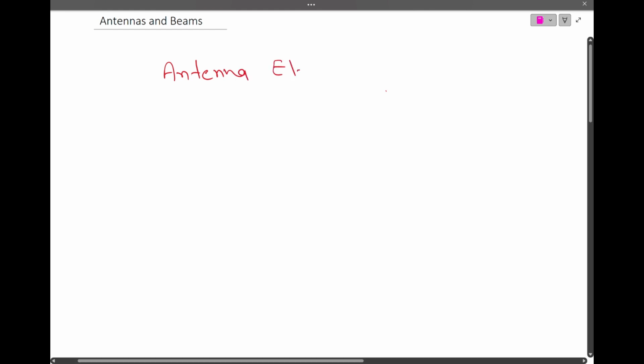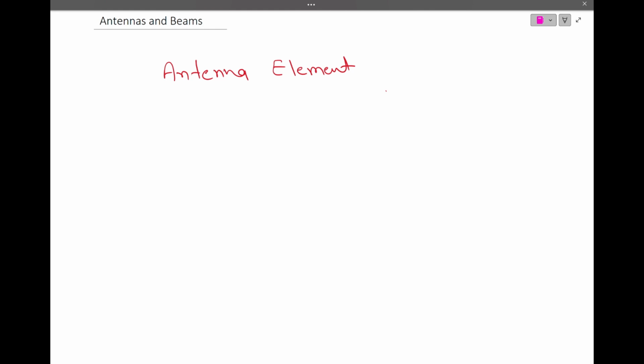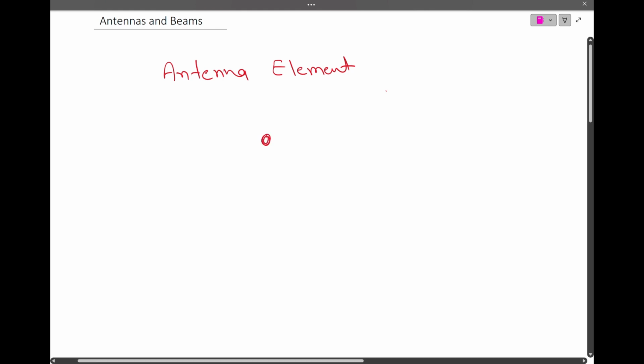Antenna element. This is like the antenna itself. Anything, maybe a device or a circuit, that converts electric signals to electromagnetic waves is an antenna element. Basically something that radiates electromagnetic waves of some configured frequency. So it's basically a component that independently radiates. So this is an antenna element.